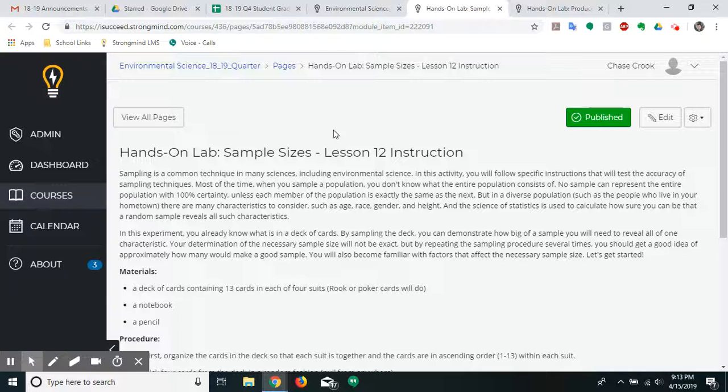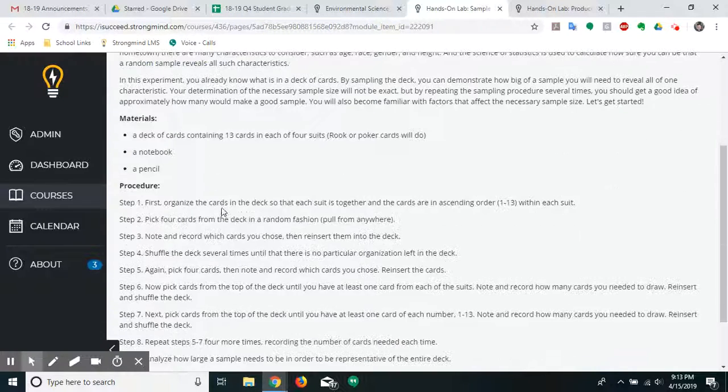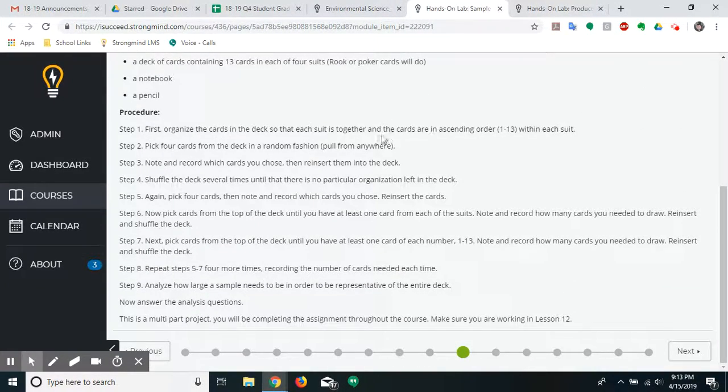You will have to place these cards. It gives you the procedures right here. So organize the cards based on their suit, and then put them into ascending order, so 1 to 13. And you'll just put them in there. The instructions are really clear here, so I'm not going to spend a lot of time on this. But again, this first part is on sample size and sample analysis. Okay.